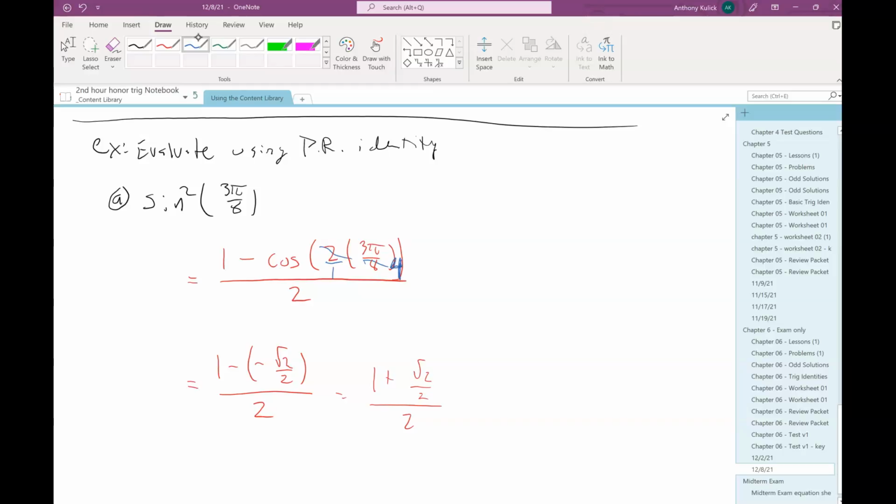So let's simplify this a little bit to get it as a single fraction. So the trick here is I'm just going to multiply the top and bottom of this by 2. So I distribute the 2 in the numerator. 2 times 1 is just 2. 2 times root 2 over 2, well, the 2's are just going to cancel and leave me with the root 2. And then the denominator, 2 times 2 is 4.